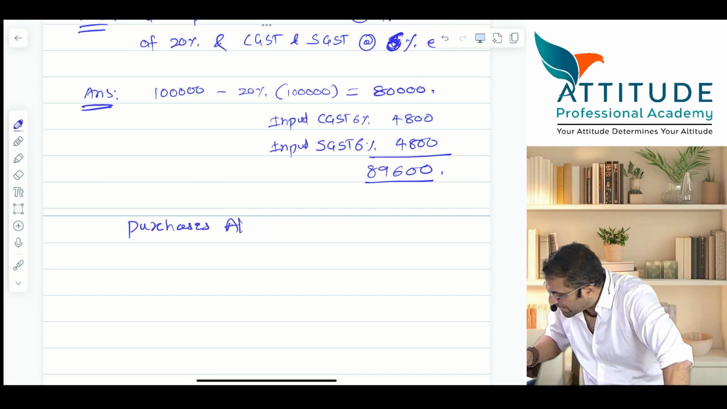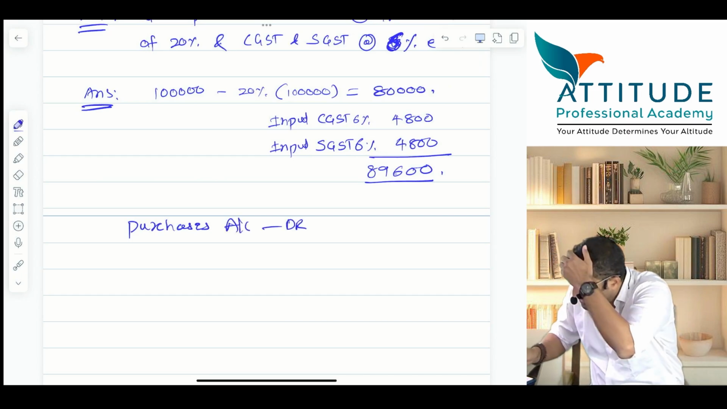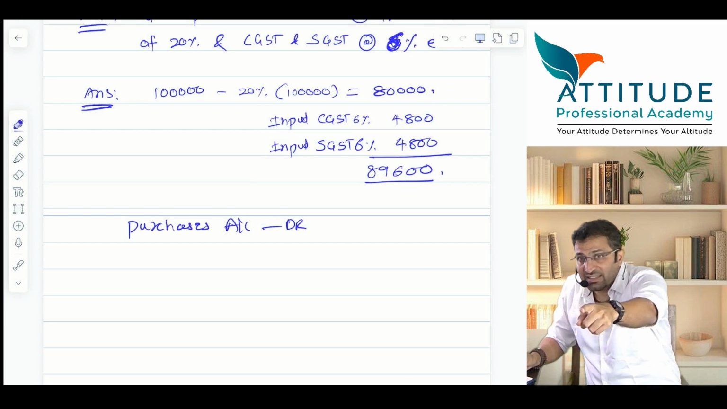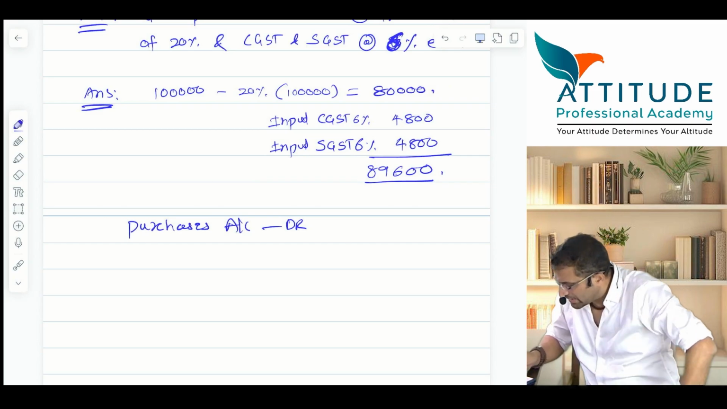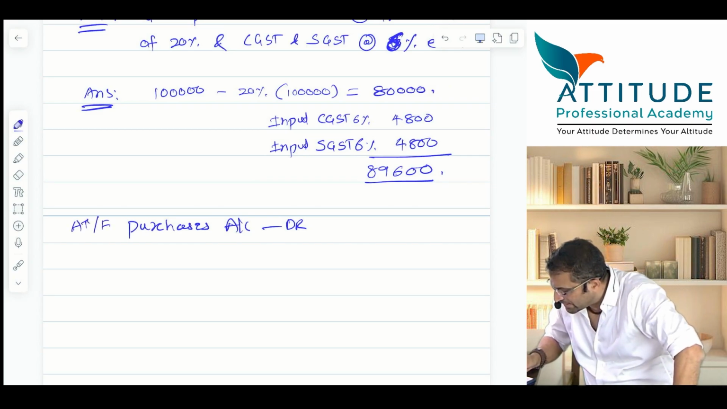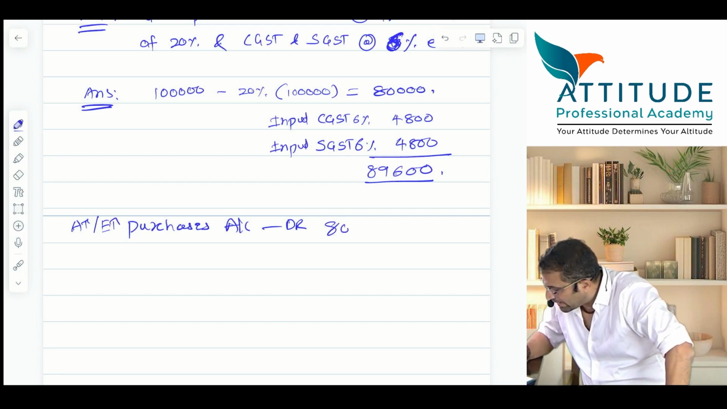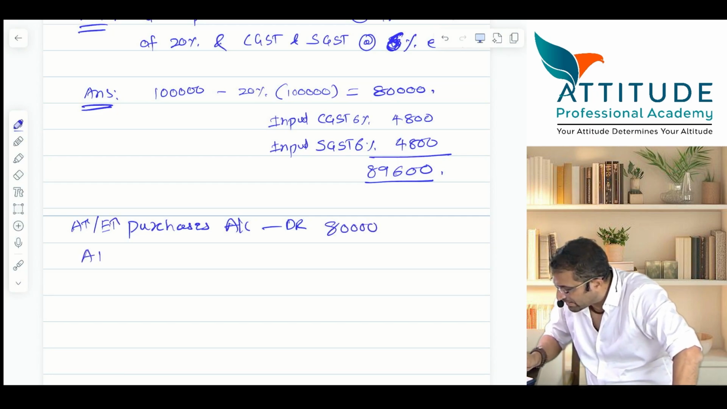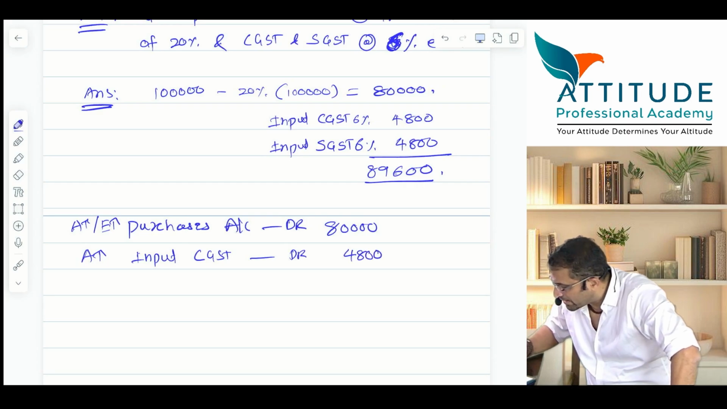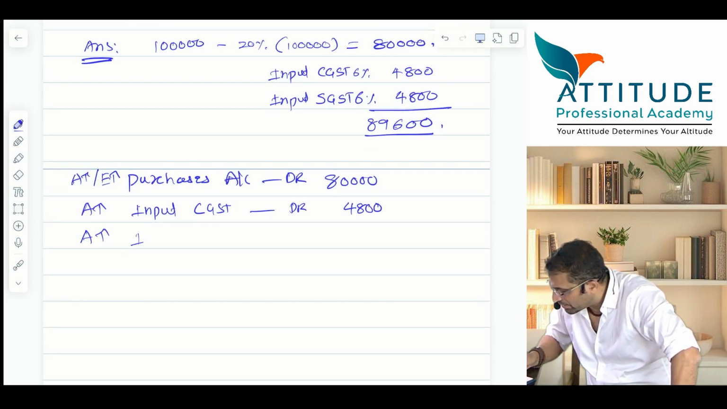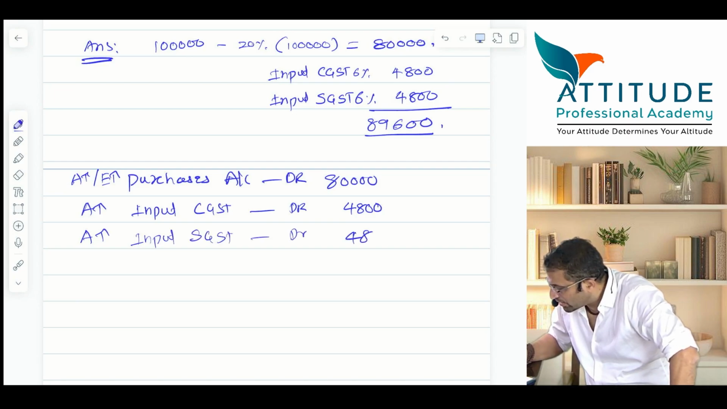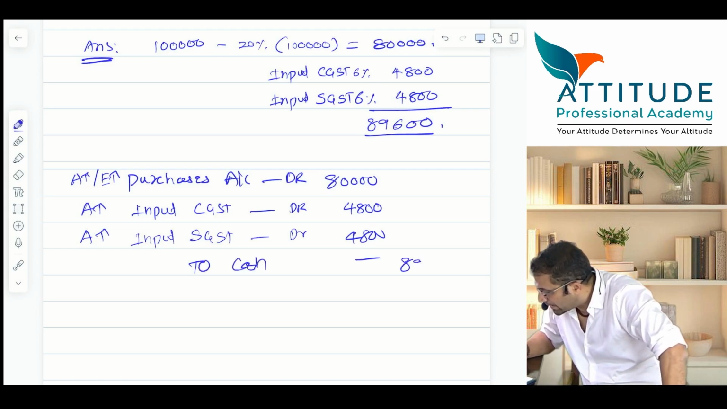Purchases account debit. Purchase account should always be debited with GST or without GST? Without GST. That 100, 110 example देखा ना? Here asset increases or expense increases. कितना? 80,000. Next, asset increases again. Input CGST debit 4,800. Asset increases again. Input, very good, SGST debit कितना? Now let us say you have paid cash to कितना? 89,600.